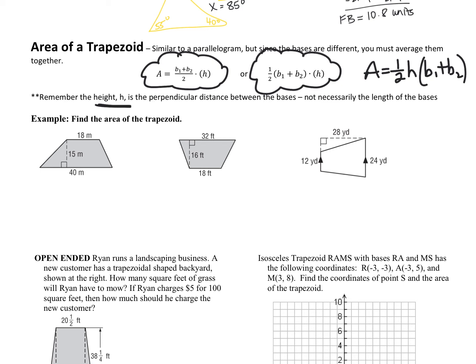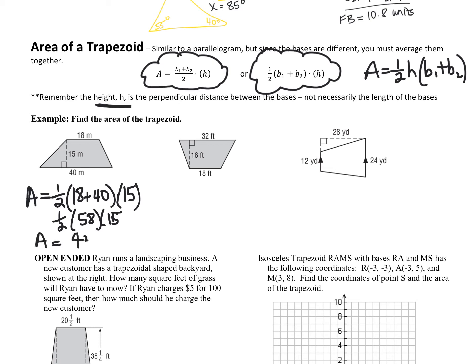All right, let's do the first one. So the area is half of the sum of the bases, 18 plus 40, times the height. Okay, so I have half of 58 times 15, which gives me the area is 435 meters squared.